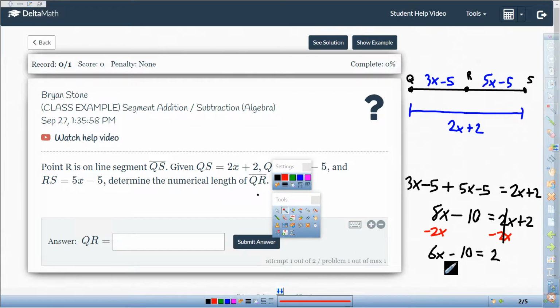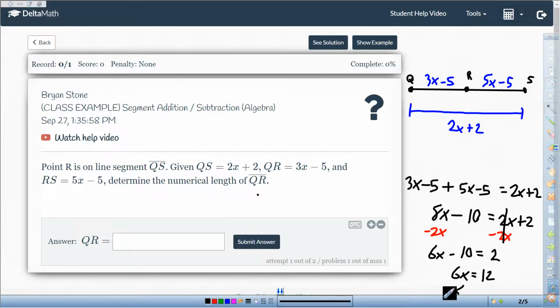And now I've got my two-step equation. I can add 10 to both sides. I'm just going to do that in my head. When I add 10 to both sides, these are going to cancel, and I'm going to get 12. Divide both sides by 6. x equals 2.